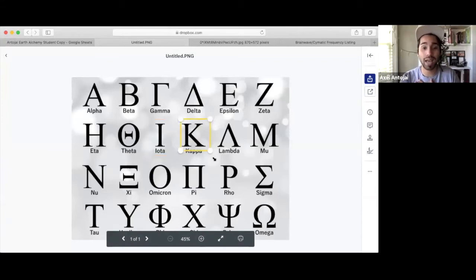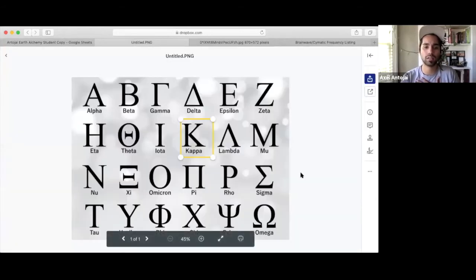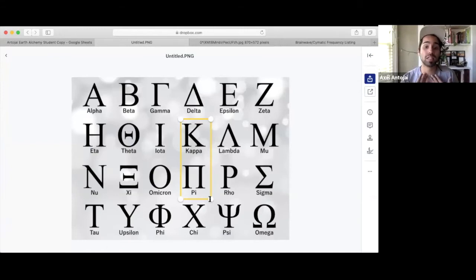We're going to go into Kappa. Kappa is going to be tapping into our throat chakra. Same thing with Pi, all right? So Kappa and Pi, let's just let those two mix together at our throat chakra.